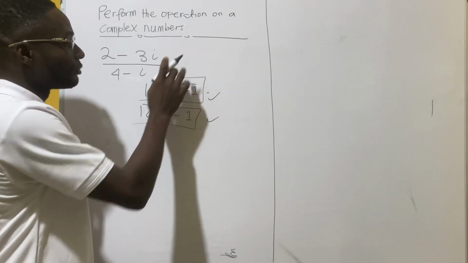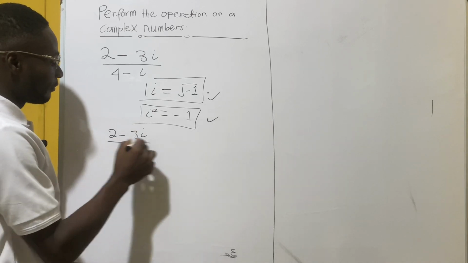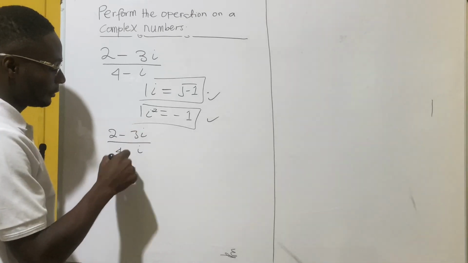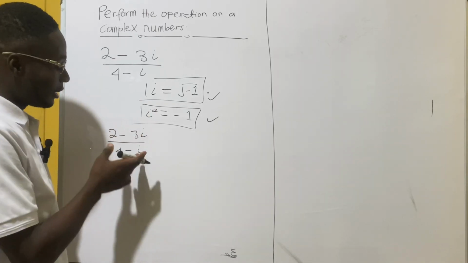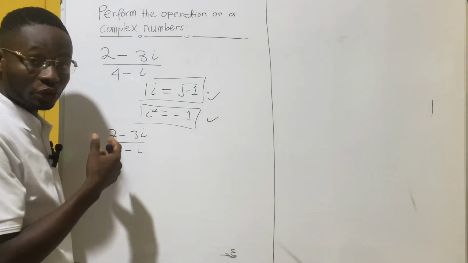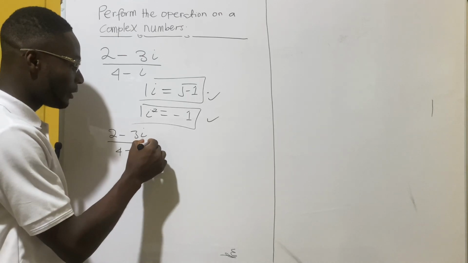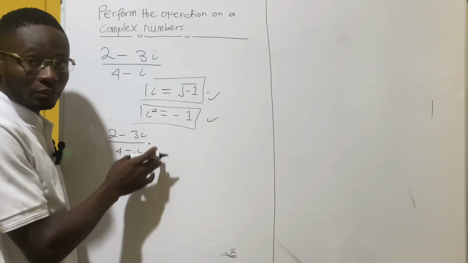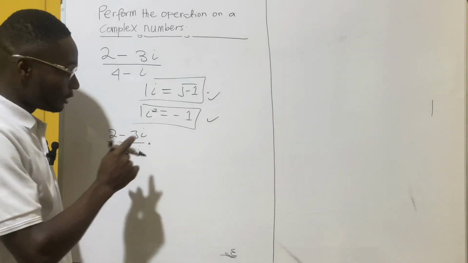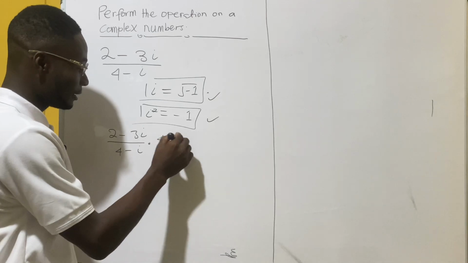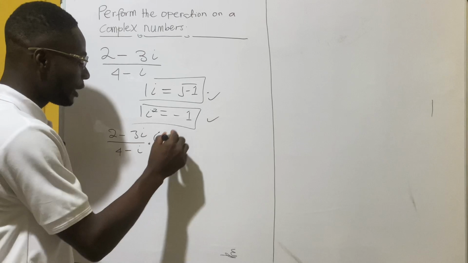So let's try to perform this operation. We have (2 minus 3i) over (4 minus i). When it comes to normal mathematics, when you have something like this, we apply what we call rationalization. Applying rationalization, you multiply the bottom and top by the opposite of the denominator. So we're going to have (4 plus i) over (4 plus i). We have this here.